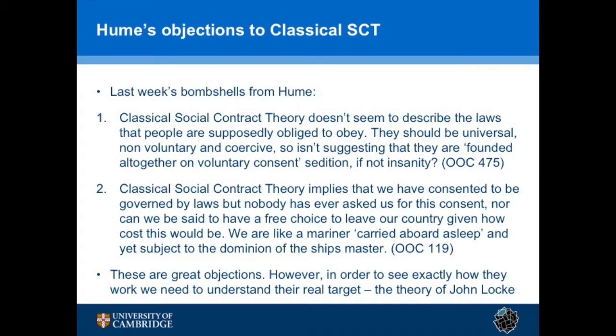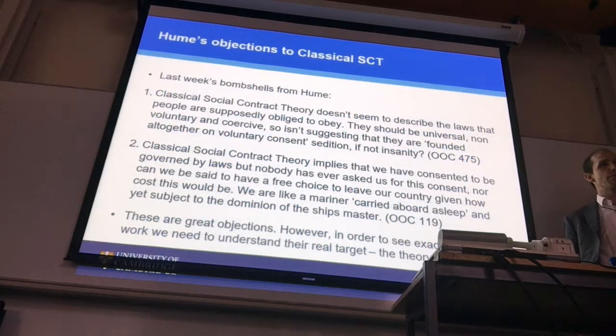So, to start with Hume's objections, the bombshells from last week, doesn't social contract theory get something wrong in describing the kind of laws that we are supposedly obliged to obey? When it says that these laws are based on consent, doesn't it simply misrepresent the kind of laws we're talking about? After all, these laws are supposed to be universal. They're supposed to be non-voluntary, and they're supposed to be coercive.